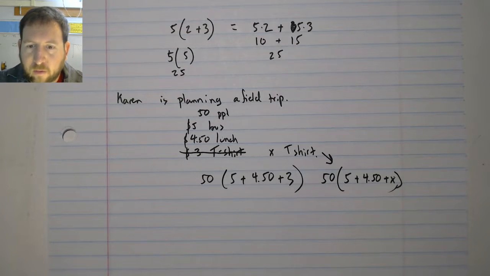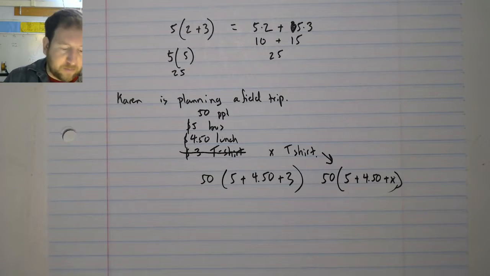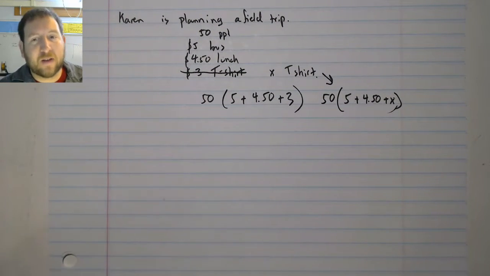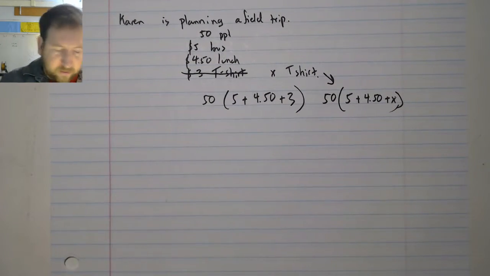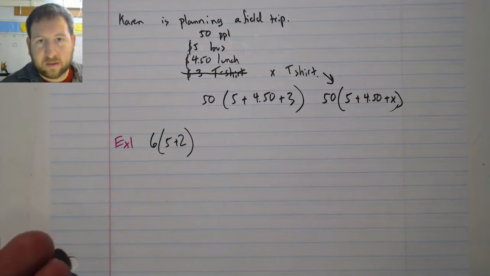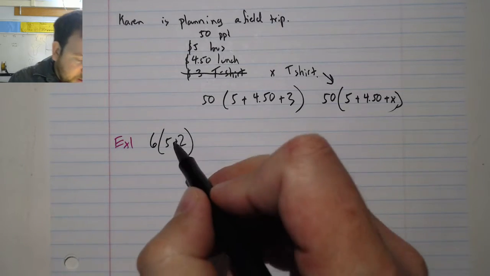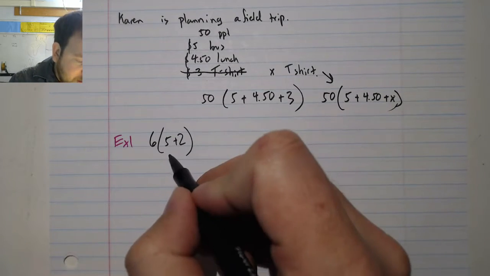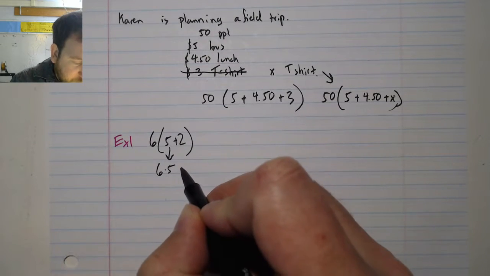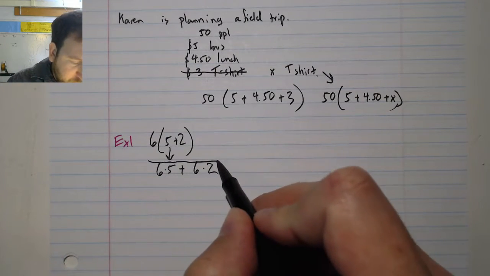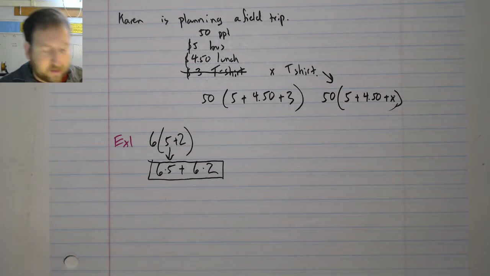So first, we're going to talk about just using the distributive property. For these problems, they're not going to be asking you to find the answer. They're going to be asking you to simplify using the distributive property. So let's see what that means. Example 1. If they say, simplify 6 times quantity 5 plus 2, I could simplify this and turn it into 6 times 7, but that's not what I want to do in this case. I just want to simplify it using the distributive property, so instead it would look like this: 6 times 5 plus 6 times 2. And that's it. I'm done.